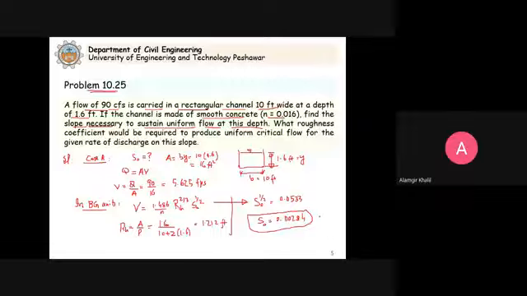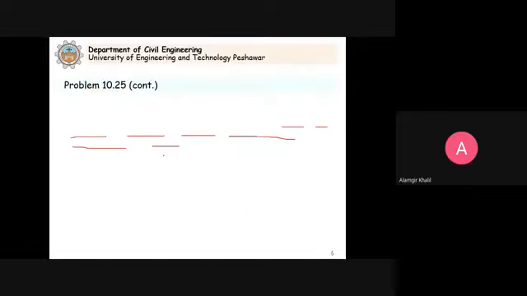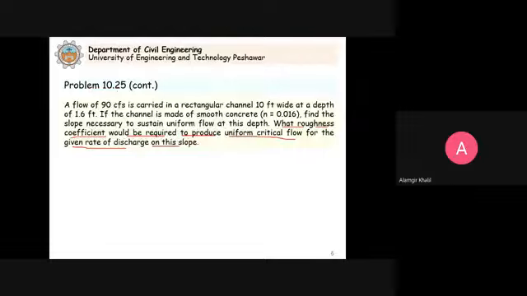the question is what roughness coefficient would be required to produce uniform critical flow for the given rate of discharge on this slope. It means that the slope that we calculated here, this S naught, and the given discharge here, 90 CFS, on this slope we have to calculate what roughness coefficient would be required to produce uniform critical flow.